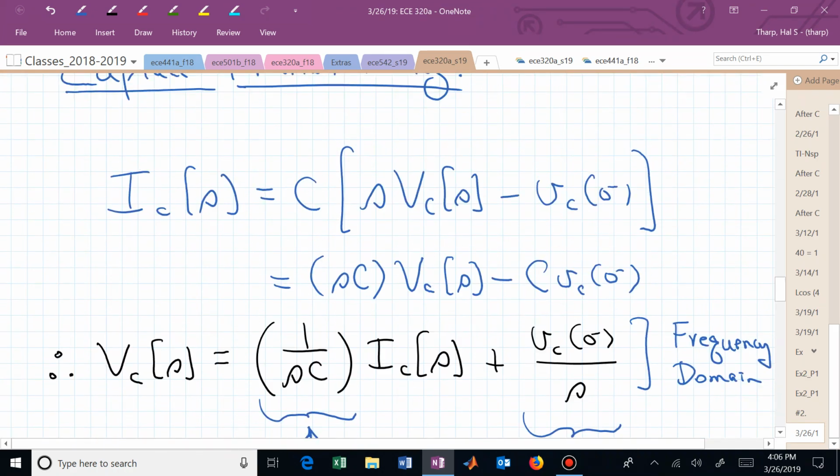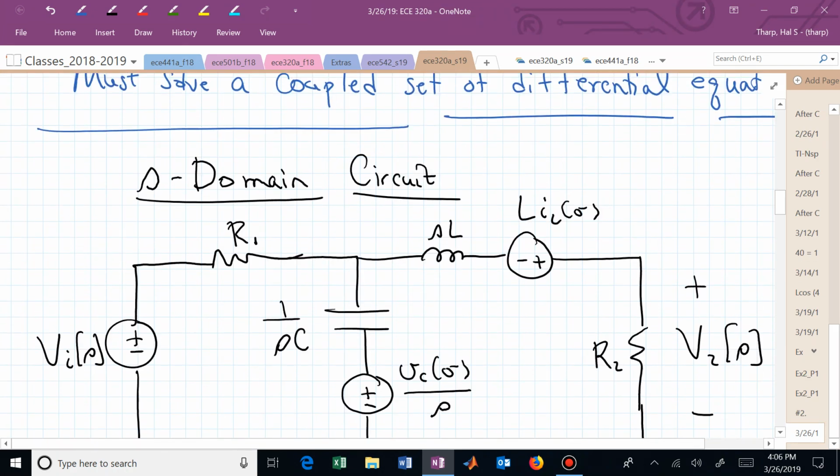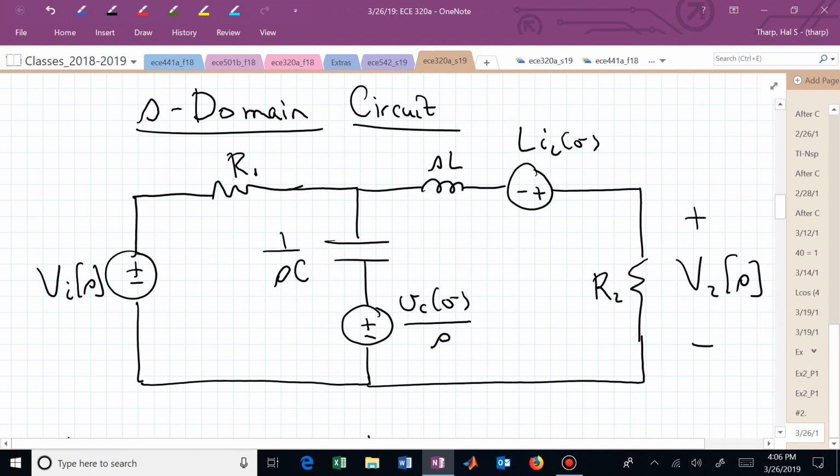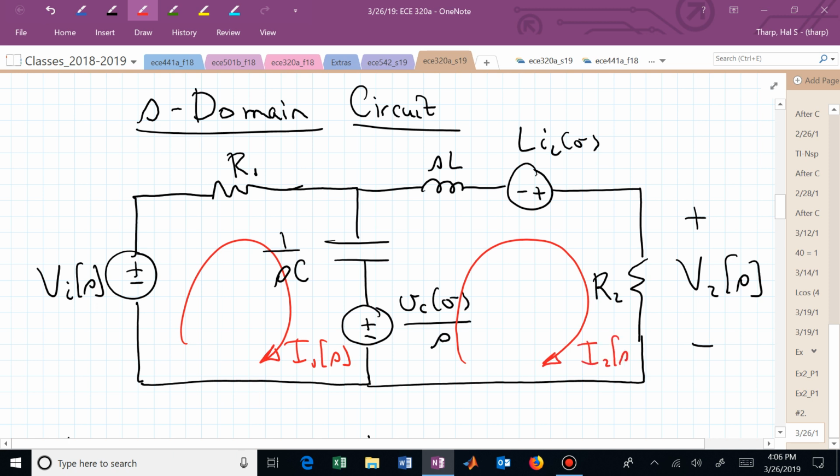Now we have this circuit. We should be able to analyze it. Suppose, since I kept it in meshes, let me say here is I sub 1 of S, and here is I sub 2 of S.